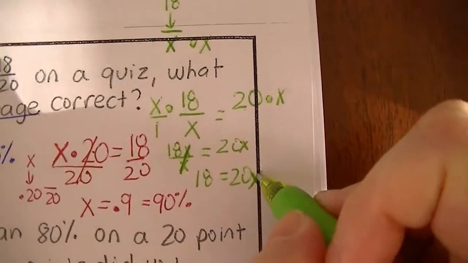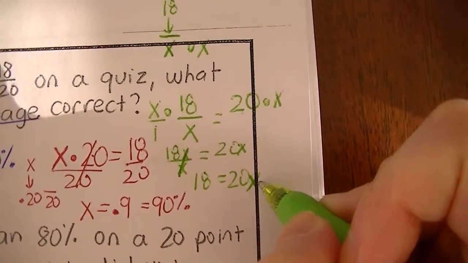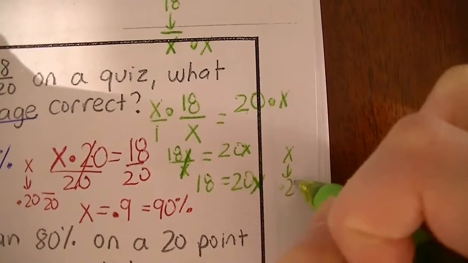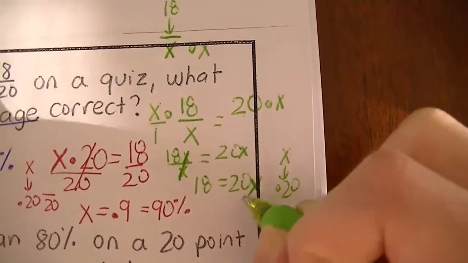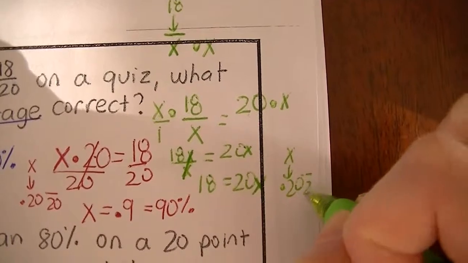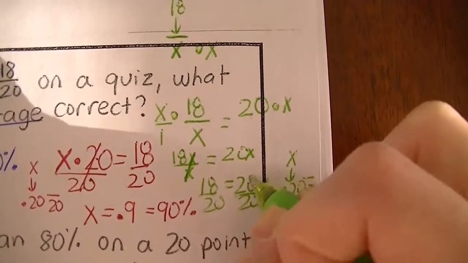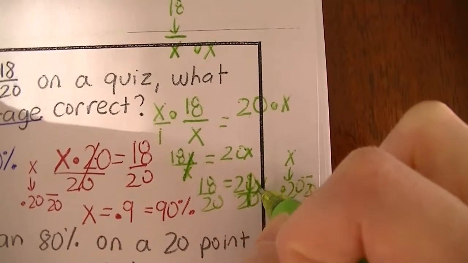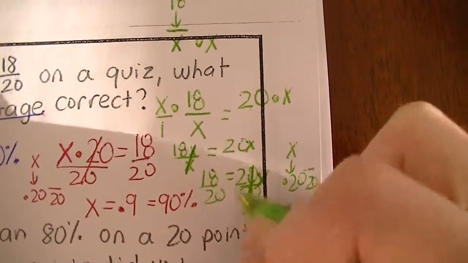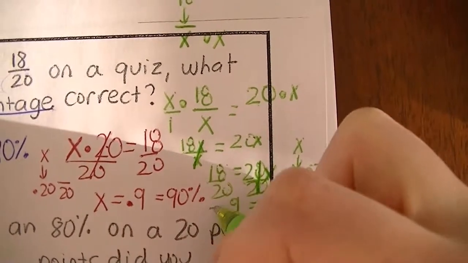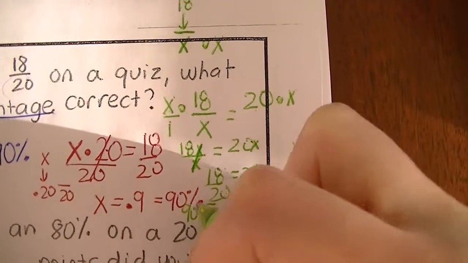And this is where it kind of looks familiar to a problem that you're probably familiar with solving. We start with x, then we multiplied it by 20. So the inverse operation of multiplying by 20 is to divide by 20. So we're going to divide both sides of that equal sign by 20. 20 divided by 20 is 1. 1 times x is 1x, or x. 18 divided by 20 gives you 9/10, which in turn converts to 90%.